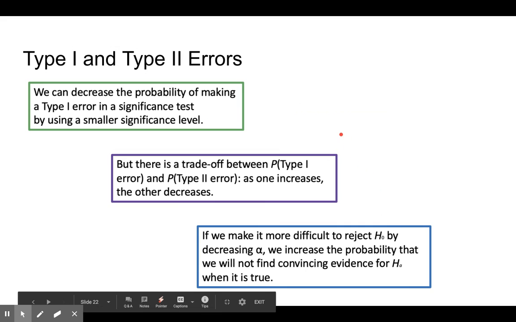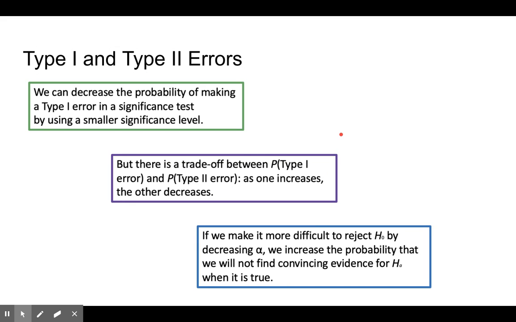And comparing the type 1 and type 2 errors, we can decrease the probability of making a type 1 error in a significance test by using a smaller significance level. But there's a trade-off between the probability of a type 1 error and the probability of a type 2 error. As one increases, the other decreases. If we make it more difficult to reject H naught by decreasing alpha, we increase the probability that we will not find convincing evidence for H alternative when it is true. So that's, like I mentioned, a big topic, and we will learn a little bit more about it as we continue in this chapter.